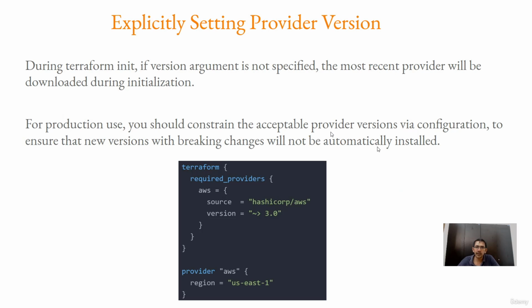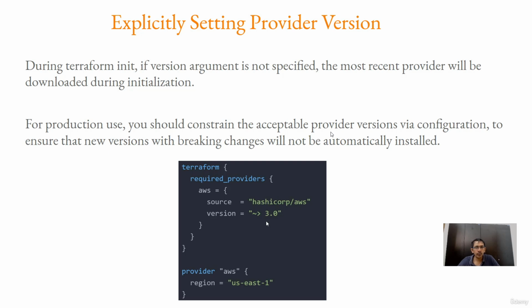In a similar way, even for Terraform, it is very important, specifically for production environments, to explicitly set the provider version. Generally, if you just do a Terraform init, and the version argument is not specified, then the most recent provider plugin will be used during the initialization phase. This is the reason why, in the Terraform configuration, we specify under required providers the version of the provider plugin. So for HashiCorp AWS, you have a version of 3.0 where the plugins would typically range on.